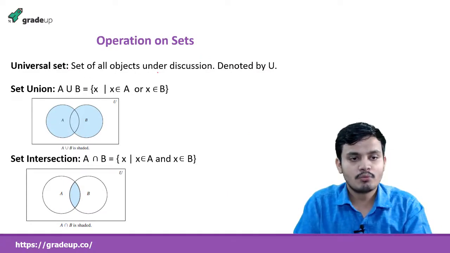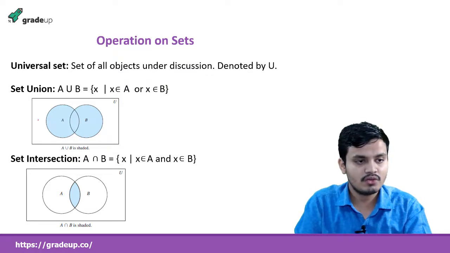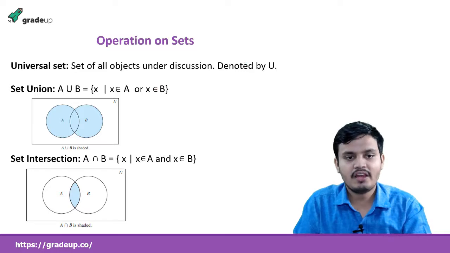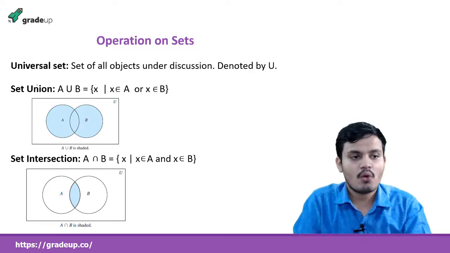Set of all objects under discussion. So first we will define what a universal set is. What is under discussion, we define it, and that is denoted by U. Now what is set union?